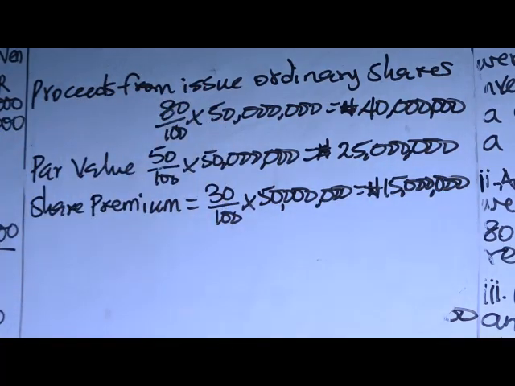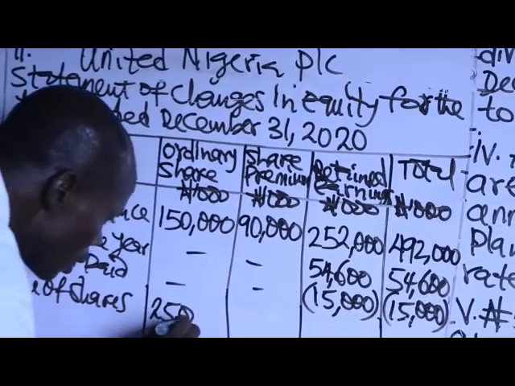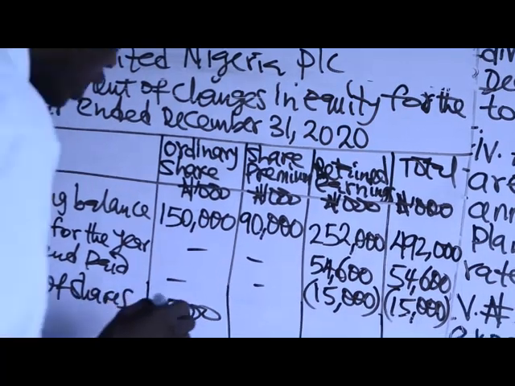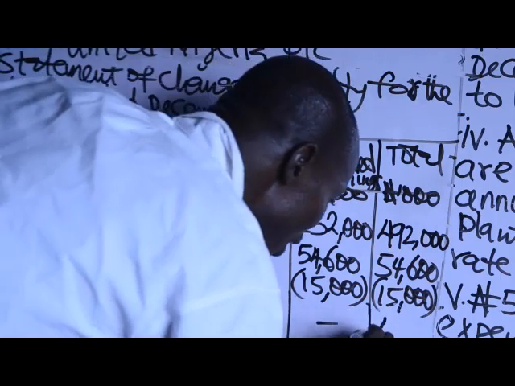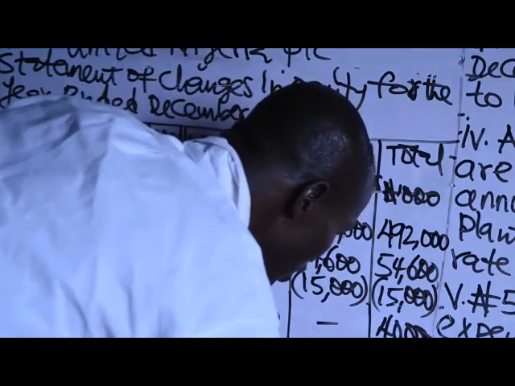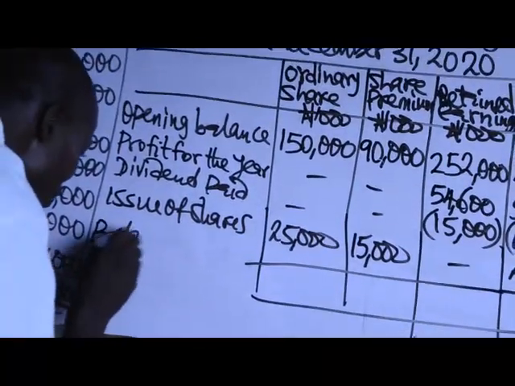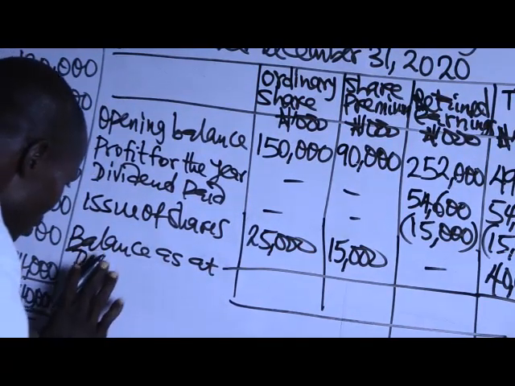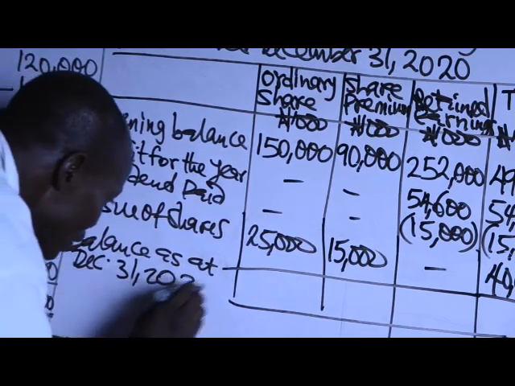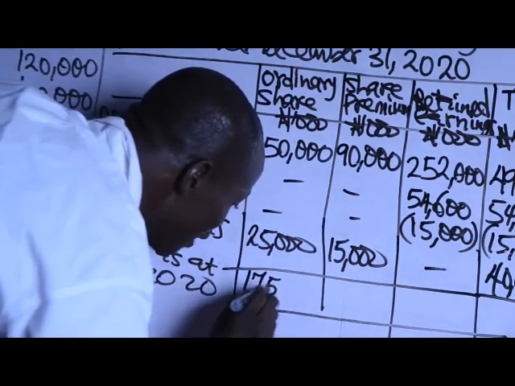So, we now have issue of shares. The par value, which is 25 million, to be included in ordinary share. The premium of 15,000 and the total 40,000. So, you now sum it up. You have the balance as at December 31st, 2020. 150,000 plus 25,000, that will give us 175,000.